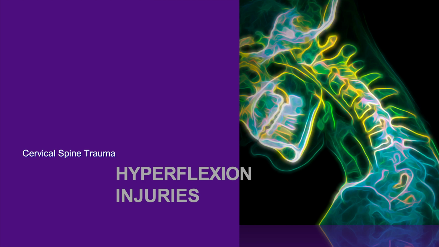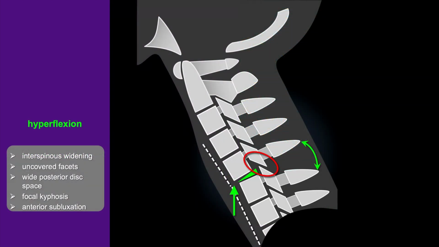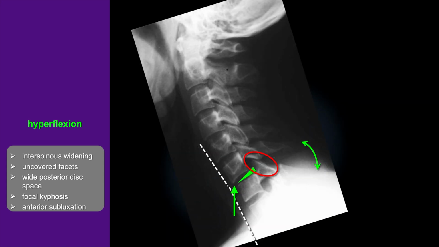Let's move on to some injuries and deal first with hyperflexion injuries of the cervical spine. In a hyperflexion injury, some of the findings that we are looking for are interspinous widening or malalignment of the facet joints, widening of the posterior margin of the disc space, and an anterior step off, which may be associated with kyphosis. And you can see that nicely depicted here in an actual case.